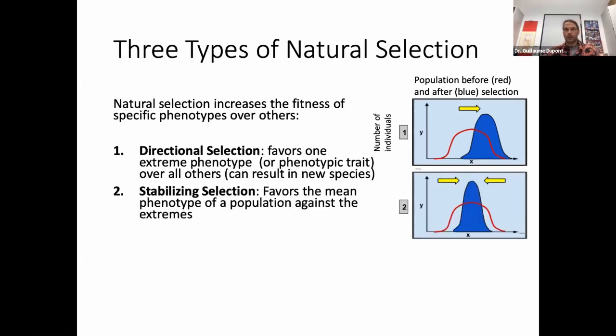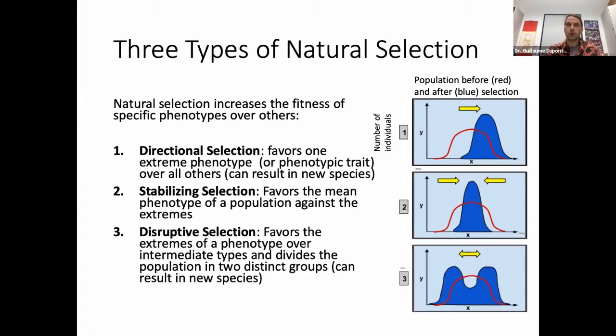When the intermediate phenotype is favored, and extremes are selected against, then we have stabilizing selection. This process normally just ensures that a species continues to exist and does not lead to new species.